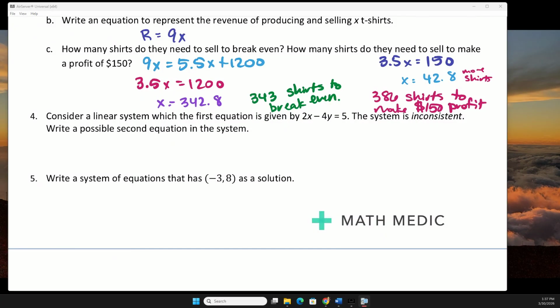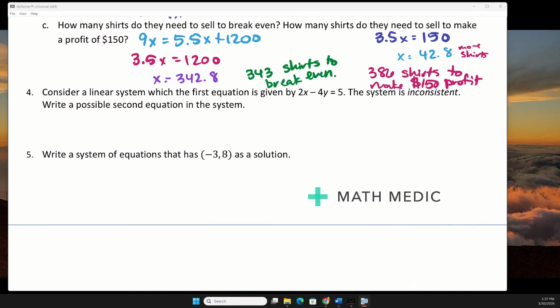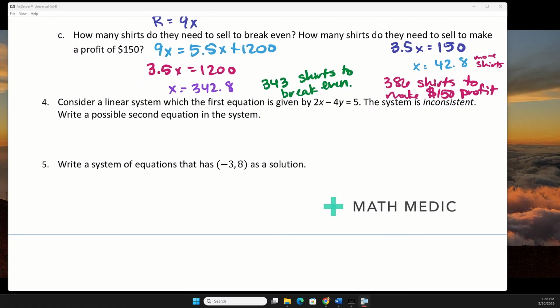Okay. All right, for number 4, we're going to consider a linear system where the first equation is 2x minus 4y equals 5. The system is inconsistent, and so we're going to write a second equation. There's an infinite number of these. This is a line, so we could do a line and a parabola that would either be completely above it or below it. The easiest thing to do is to do two parallel lines. And so if we want to do two parallel lines, the quickest way is for this to be the same, 2x minus 4y, and then it needs to equal any other number except 5.